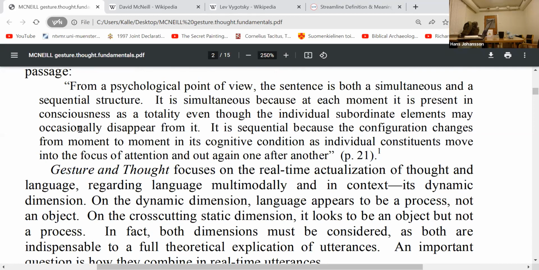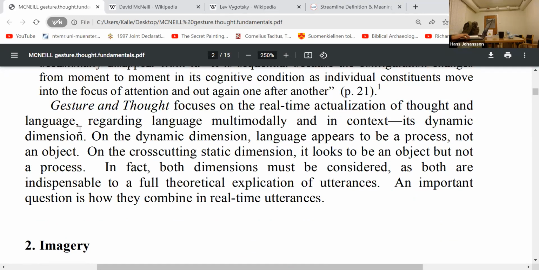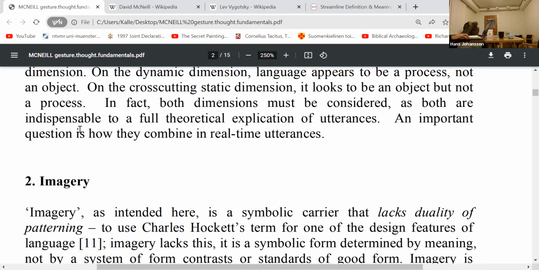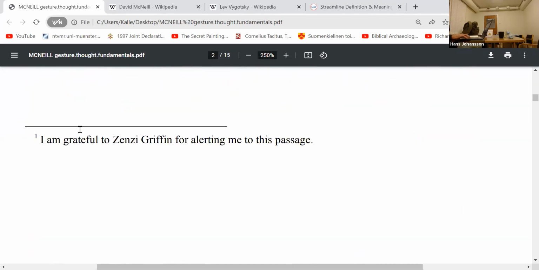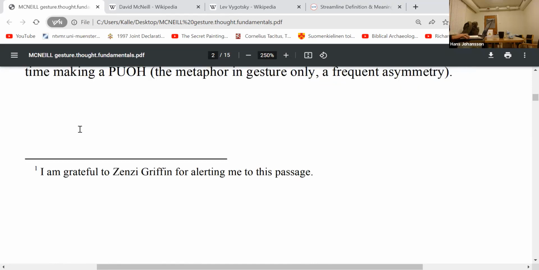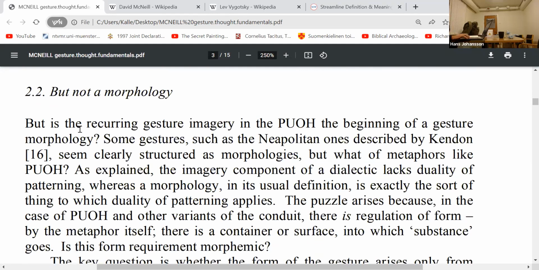So the interesting thing that he says is the sentence is both a simultaneous and a sequential structure. Yes, yes. So he has got something here. So here you can put S for Saussure and simultaneous. So that is a way of remembering his point here. What else? Yes, you said something about the morphemes. Let me see.